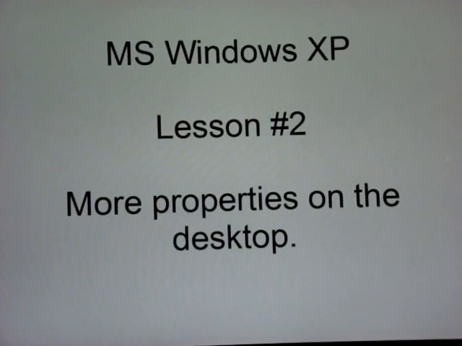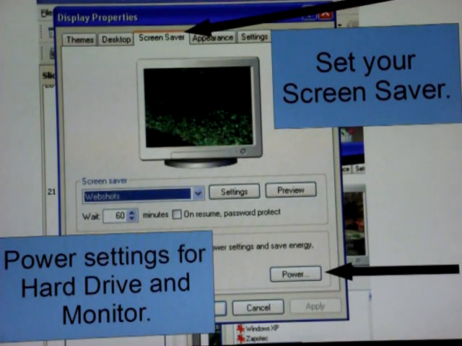We are now proceeding to the next step of our desktop and getting more understanding of what properties are on the desktop. And take notice, we get into what is known as a screen saver. Now, our computers that we have in the lab, and also what you're going to receive, are CRT or cathode ray tube monitors.